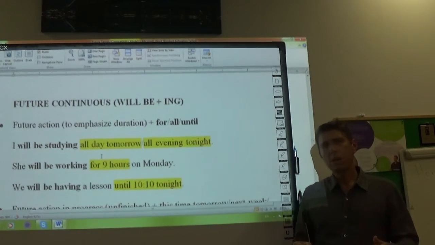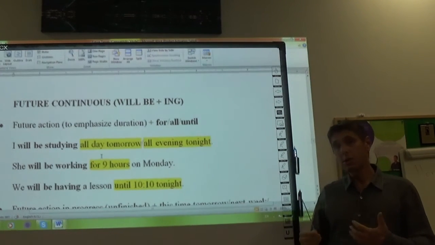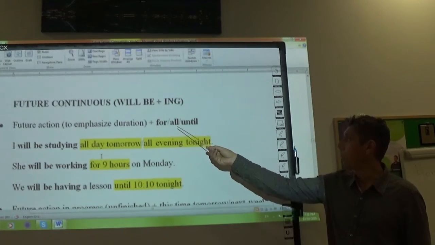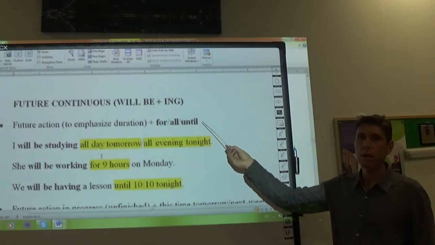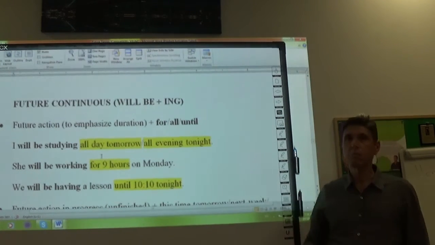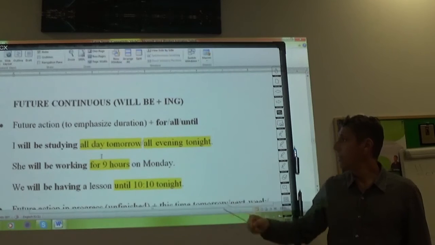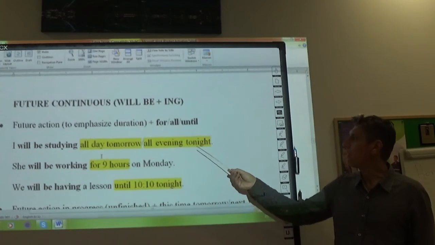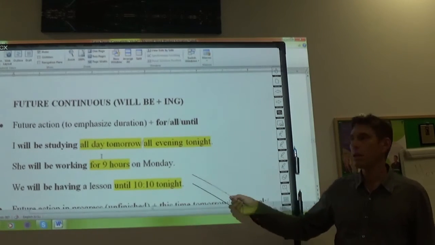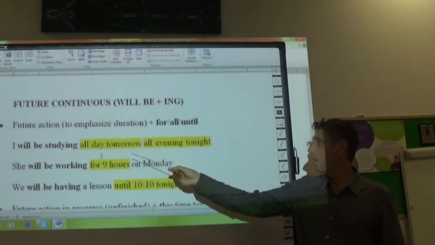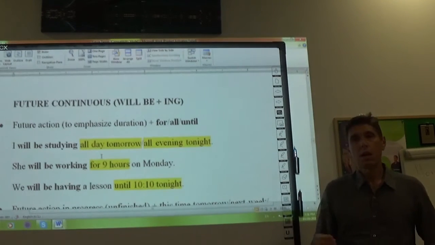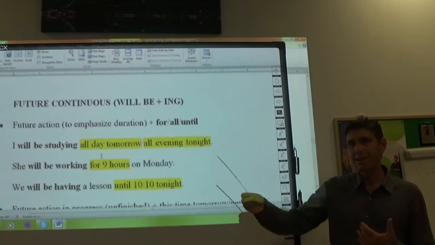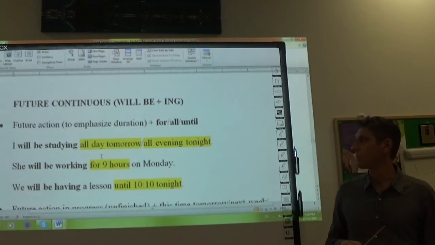We use the future continuous to emphasize the duration of a future action. And oftentimes, one of the indicators that we need to use the future continuous is the so-called time markers. Words like for, all, or until. Here are some examples. I will be studying all day tomorrow. Or I will be studying all evening tonight. You see that in both of these cases we have the word all. And because all shows duration, that something will last the entire time, we use the future continuous.